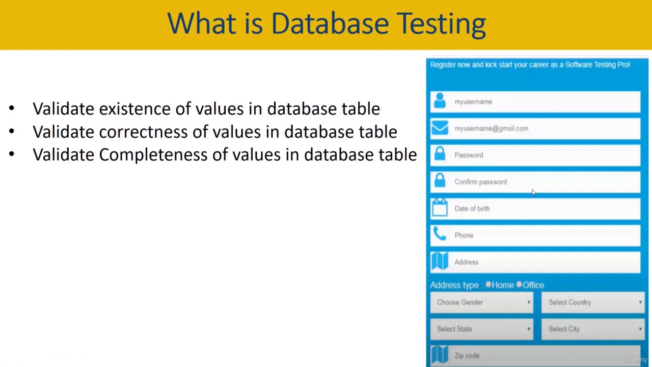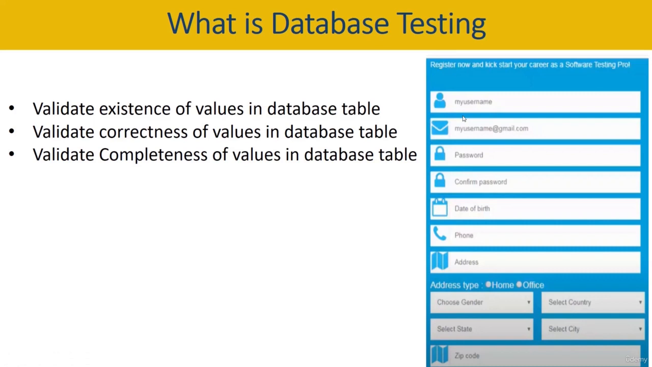Now, as a software tester, if your management assigns you a task to do database testing, what are the things you need to make sure of? Always remember three things you are supposed to perform. Number one, validate the existence of values in the database table. You need to ensure that whatever value you specify here must exist in the respective database table. For example, let's say this form is about customer information.